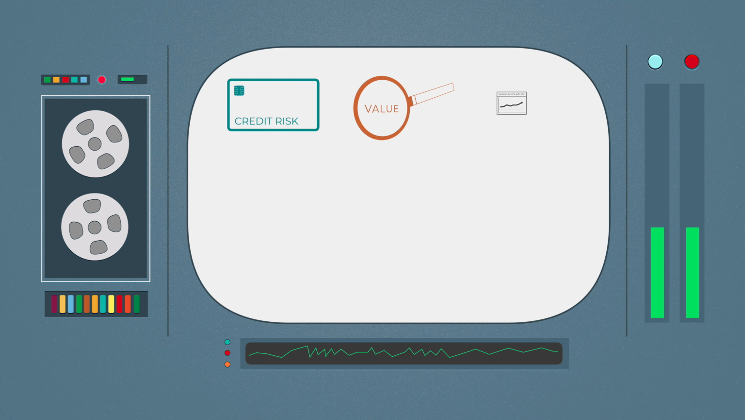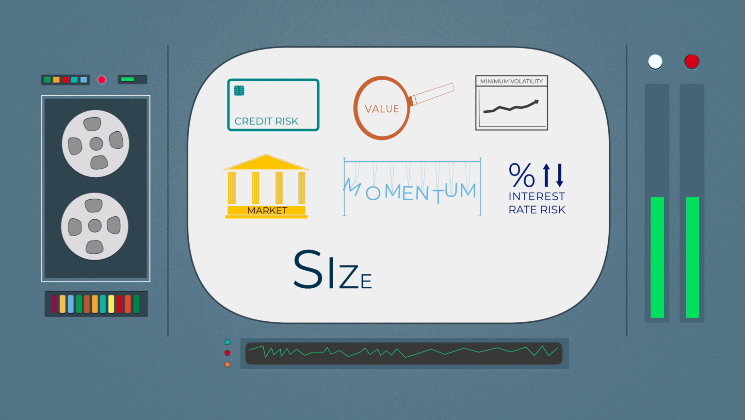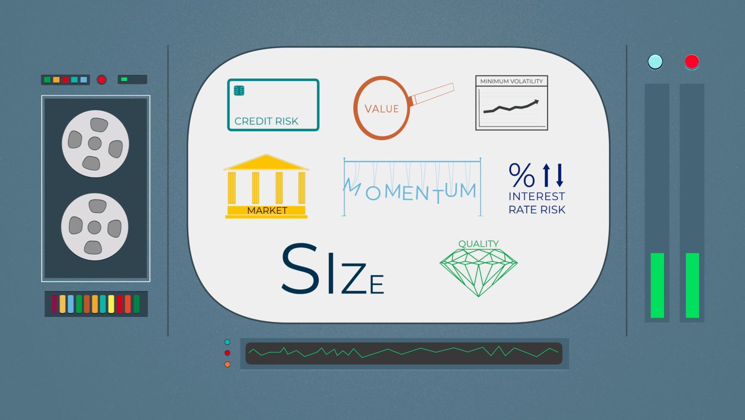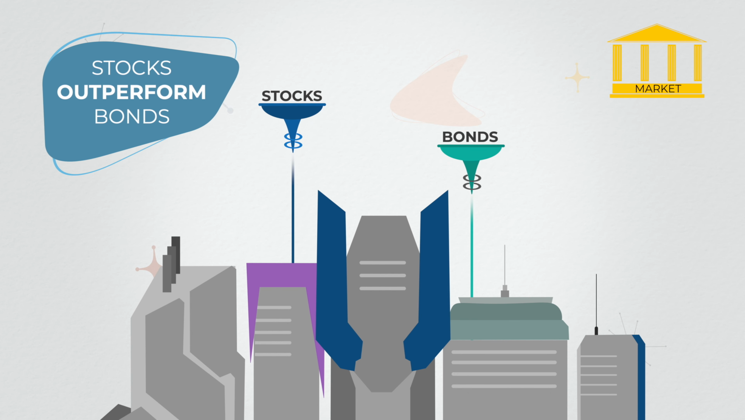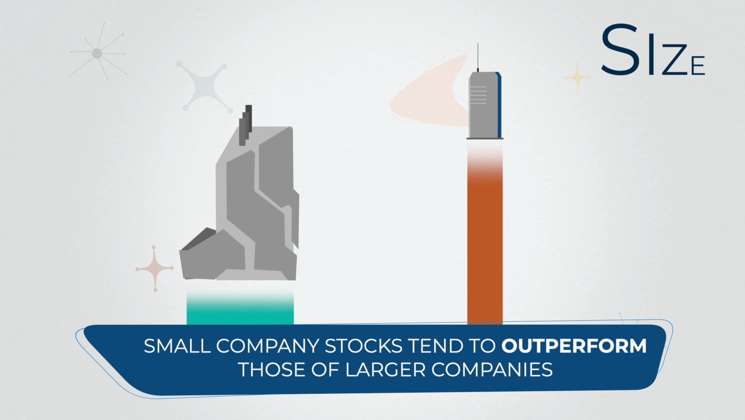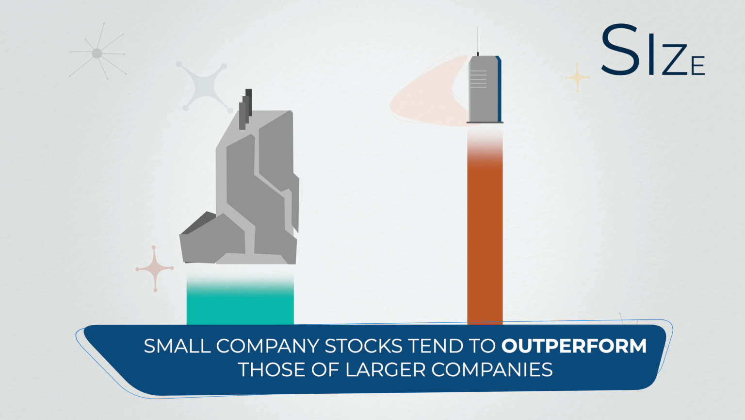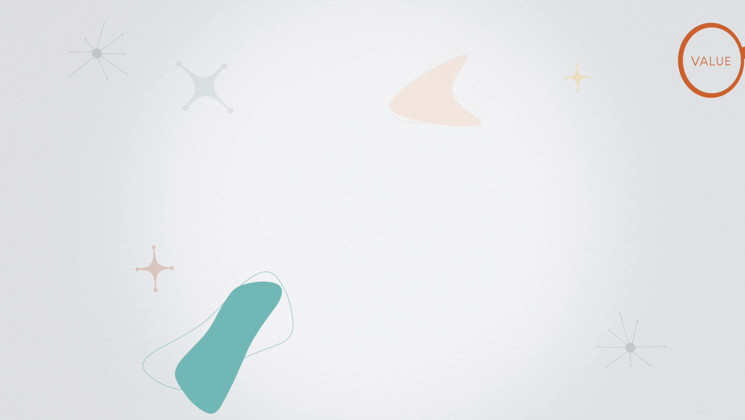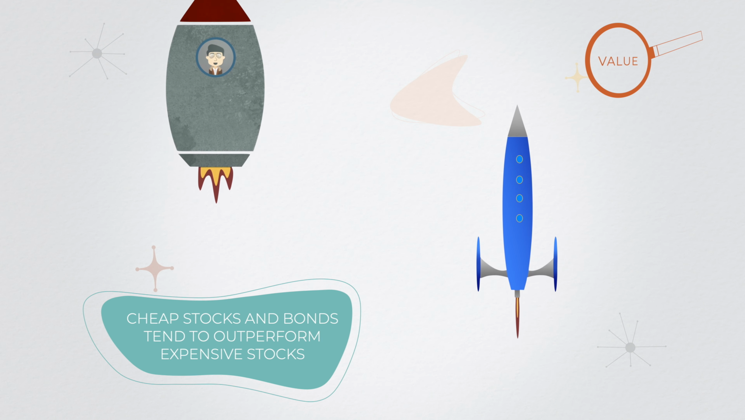At Symmetry, we've identified 8 different factors of return we believe should be in most investors' portfolios. These include market. Stocks will tend to outperform bonds. Size. Small company stocks tend to outperform those of larger companies. Value. Cheap stocks and bonds tend to outperform expensive stocks.